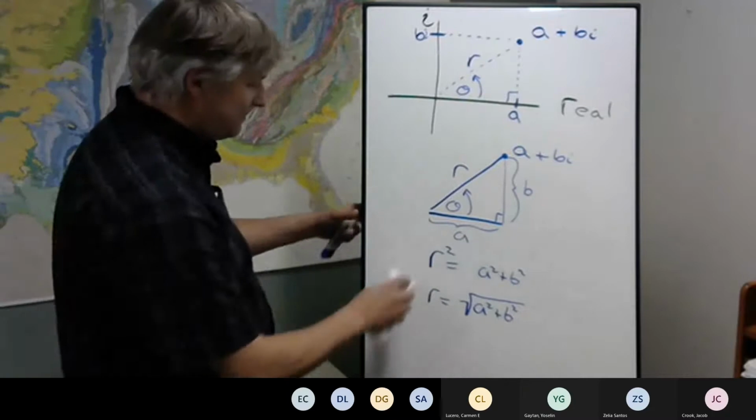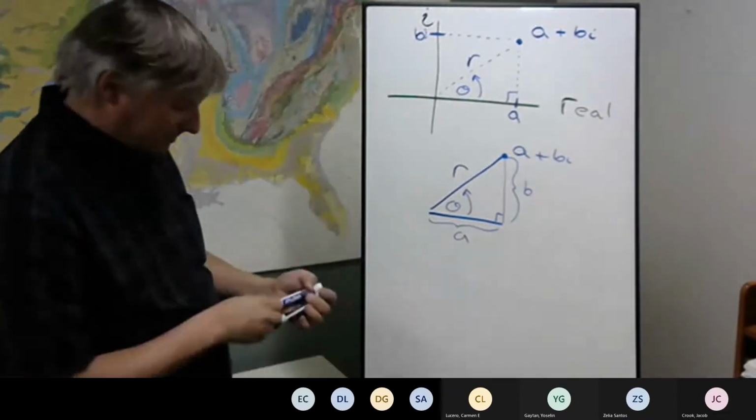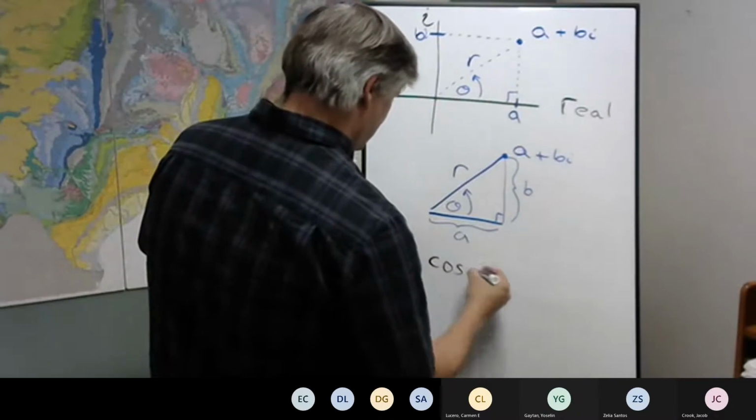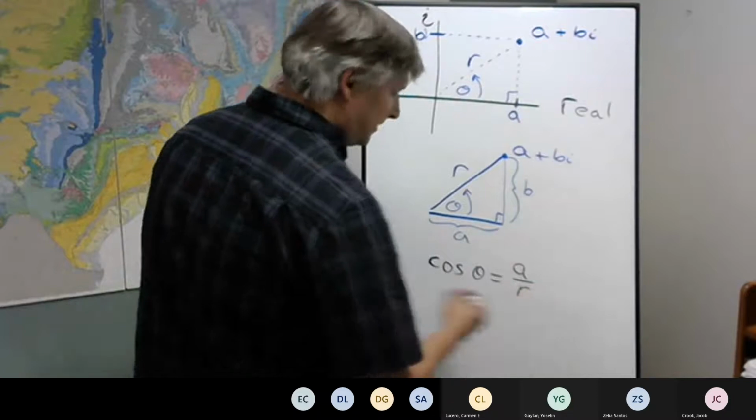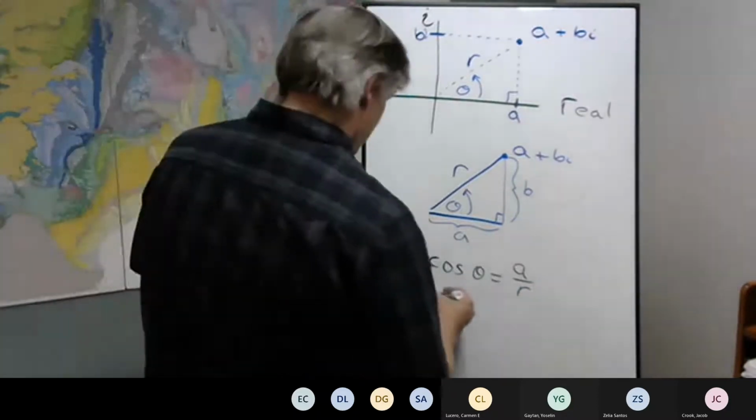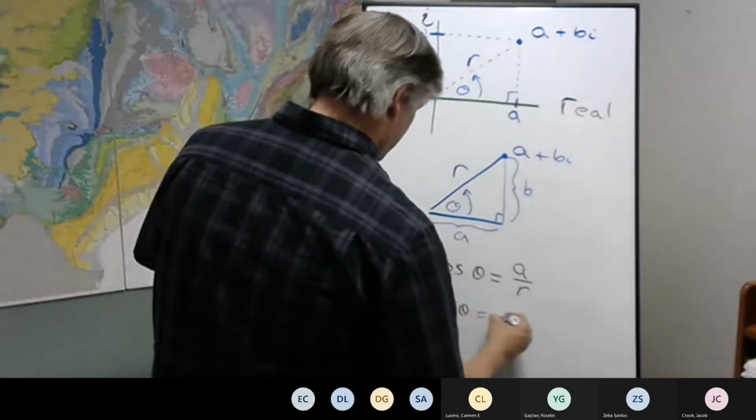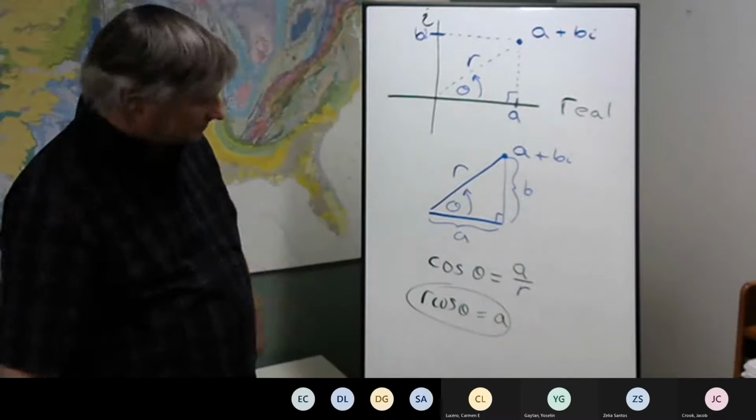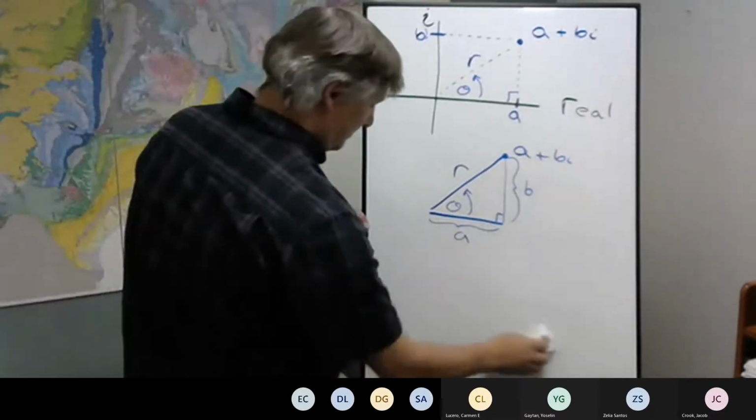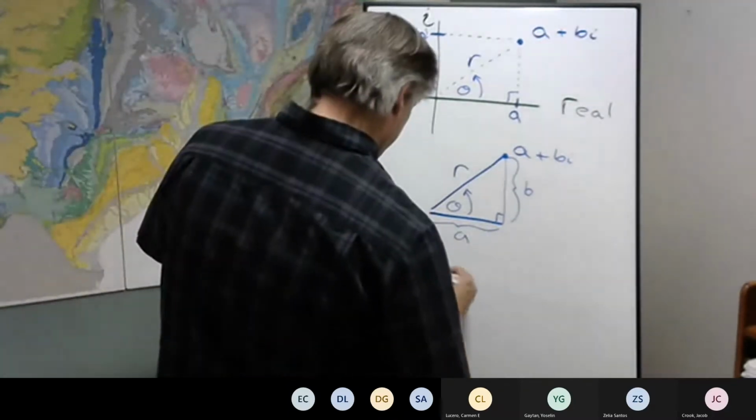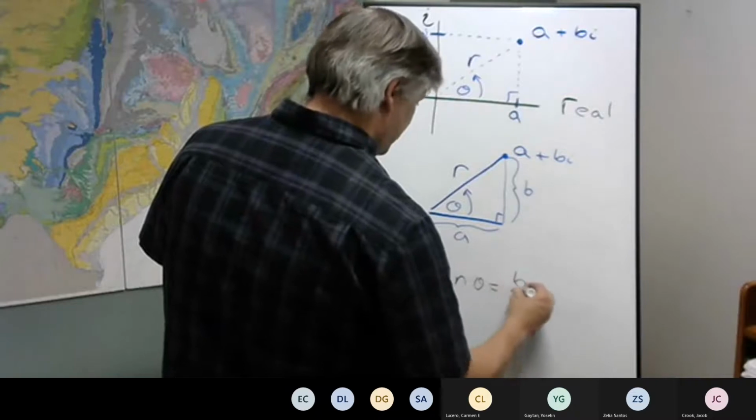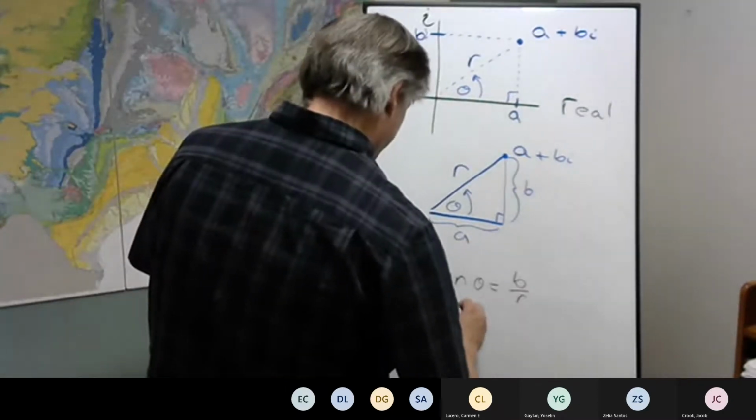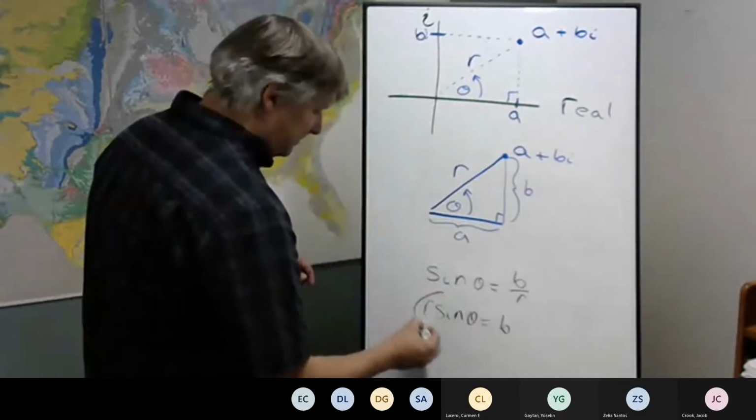Now, what else can we do? Now that we have r, we can say that the cosine of theta is a over r. Or we can solve for a, and we'll get r cosine theta is equal to a. I'm going to hang on to this one. Now, likewise, the sine of theta, opposite over hypotenuse, is b over r. And we can solve for b, and that's r sine theta. We'll hang on to this one too.